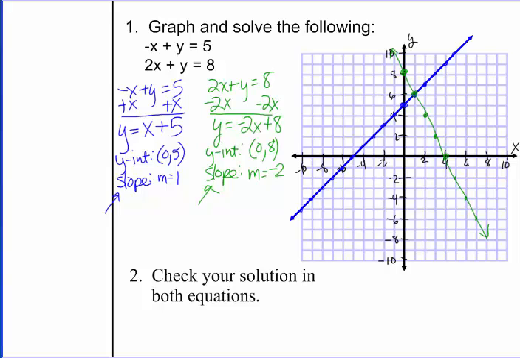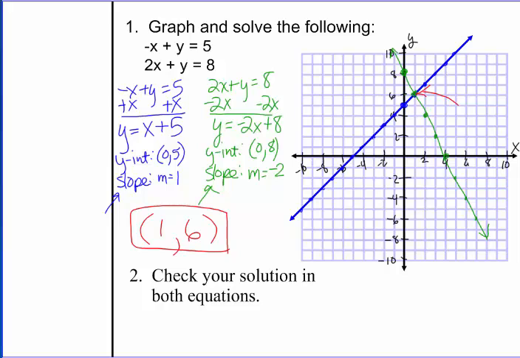Once you have both lines on the graph, identify the solution. The solution is the ordered pair represented by where those two lines cross. That right there is my solution. So then you write what that ordered pair is. So that's 1, 6.